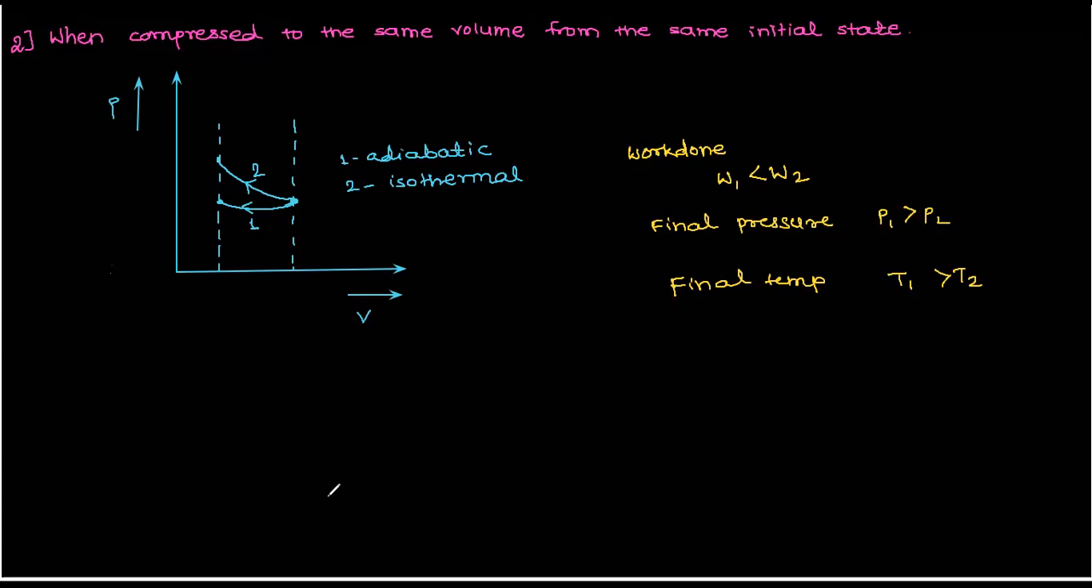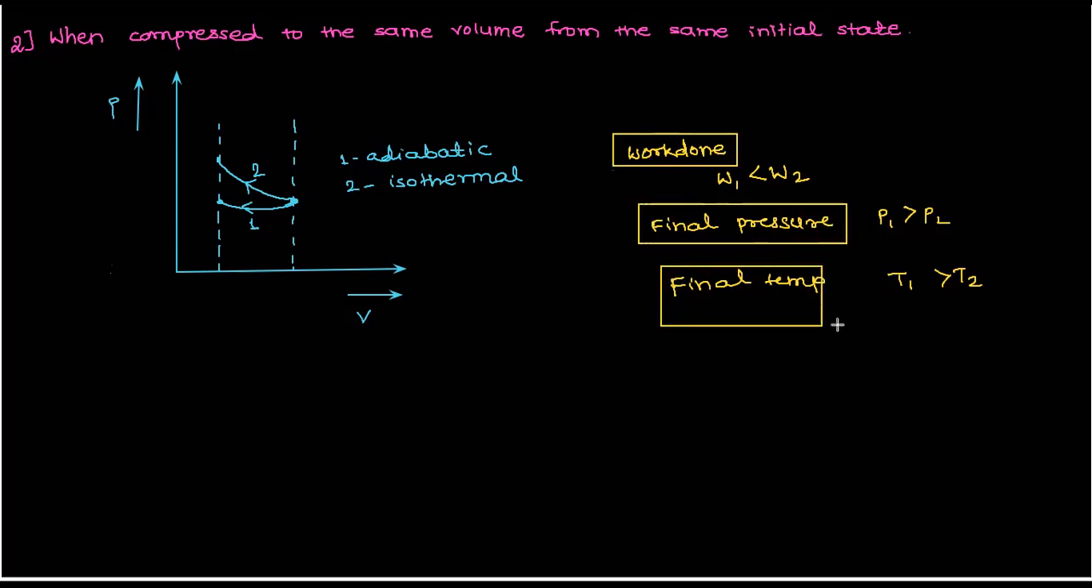In the first case, what is work done? W1, meaning W for adiabatic, is greater than W for isothermal. Here P1 is for which one? Adiabatic. Again, the pressure for adiabatic is greater than the pressure for isothermal, and same thing here also. This is for adiabatic. One is for adiabatic. So keep it in mind. This is for this diagram. Don't forget this. Clear?